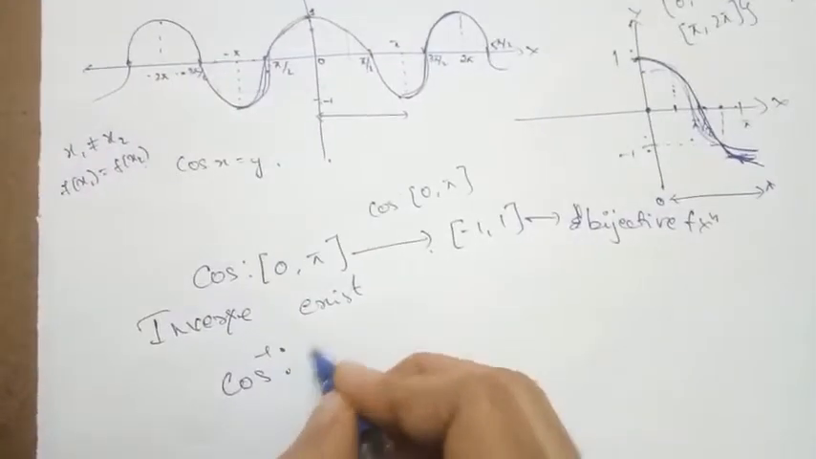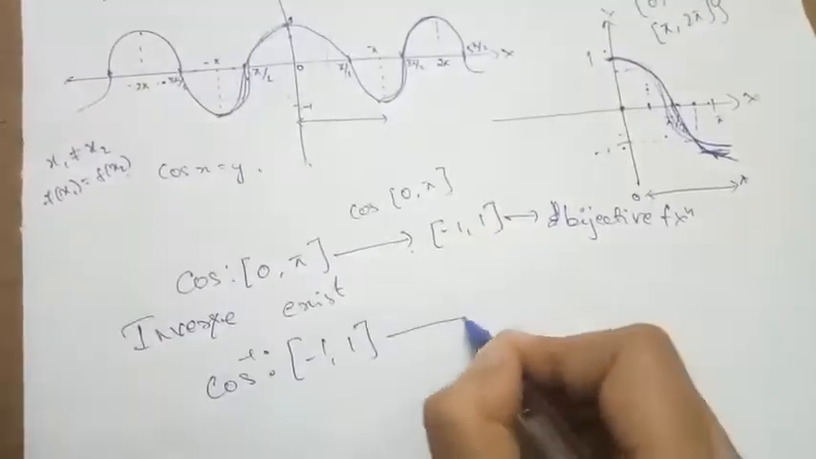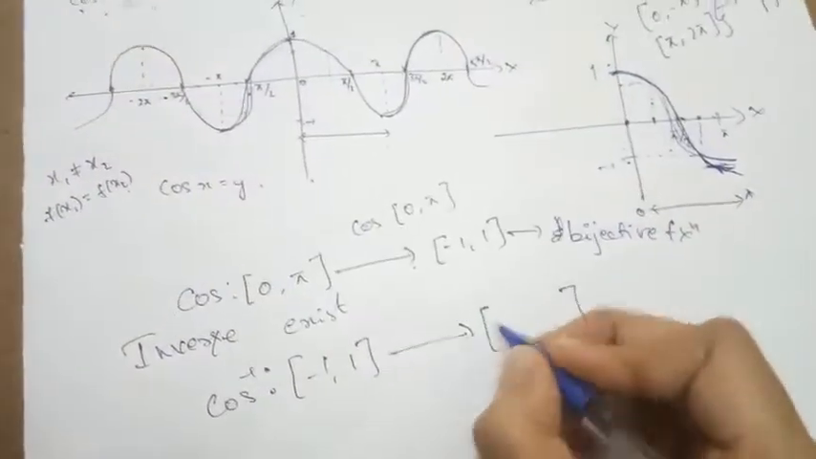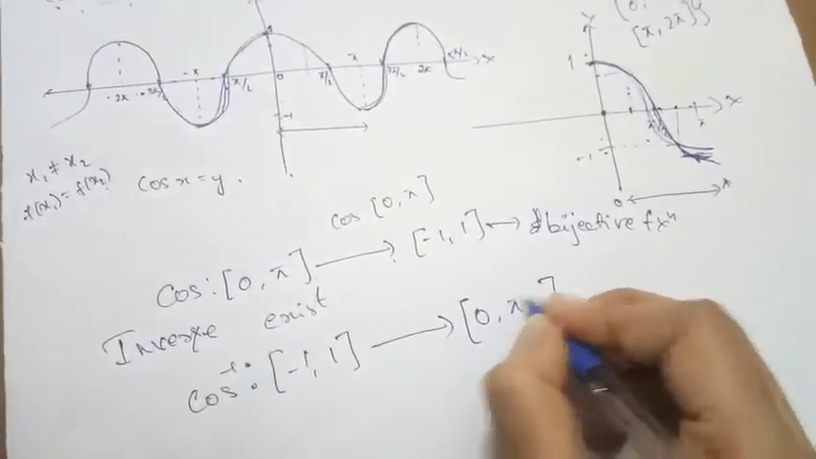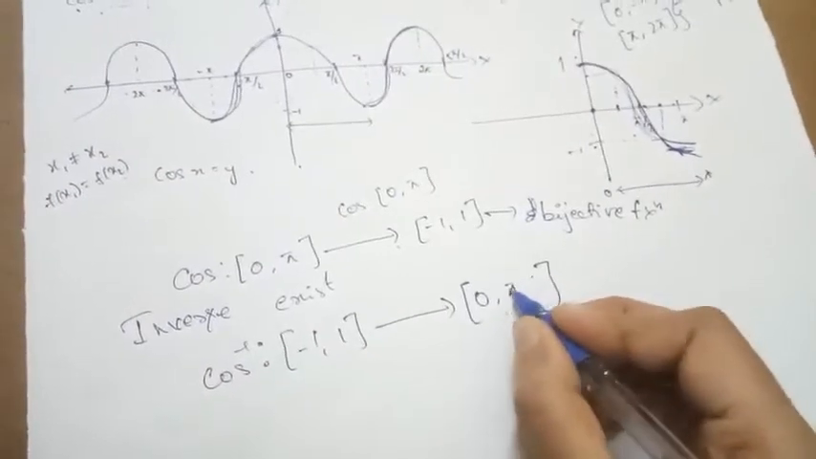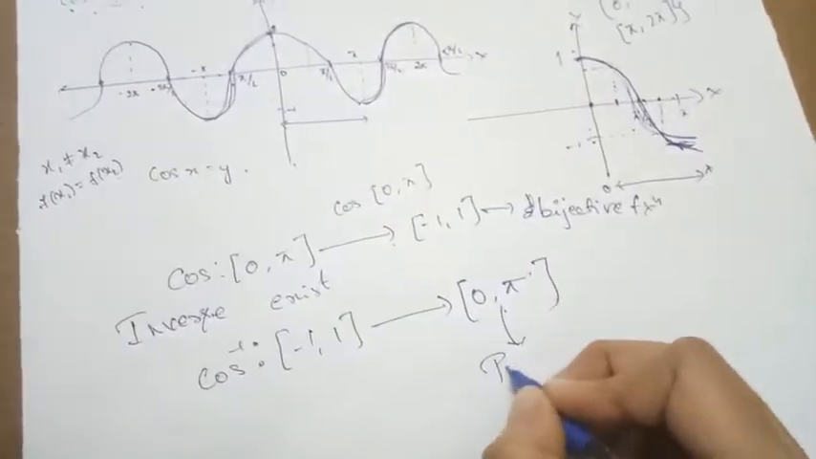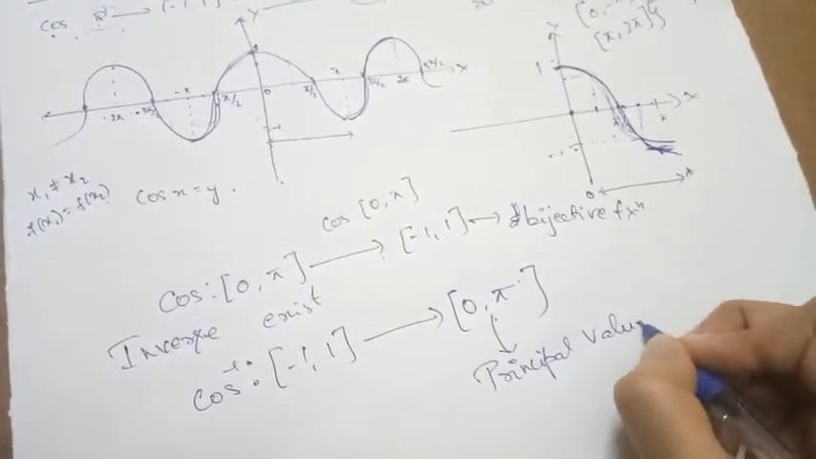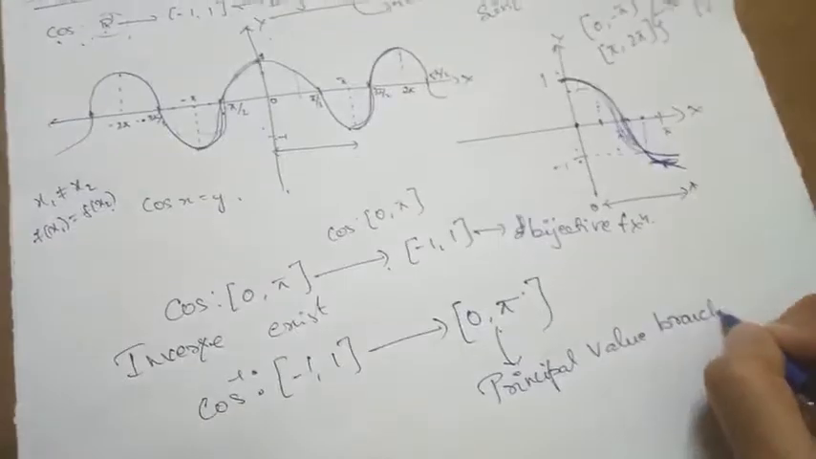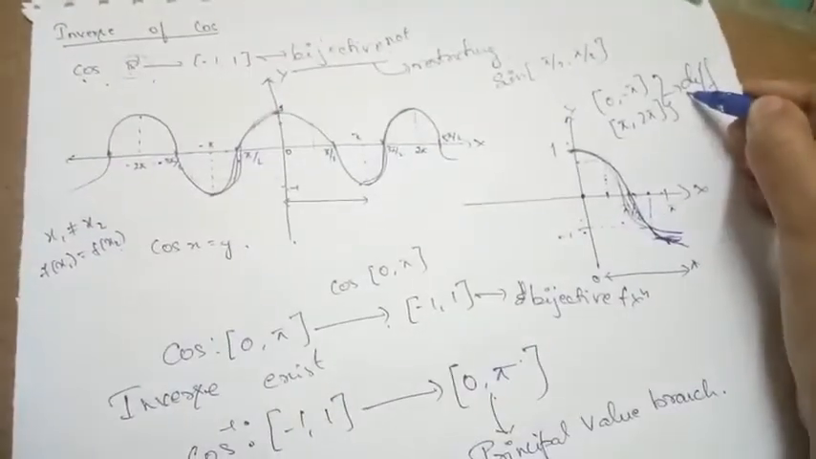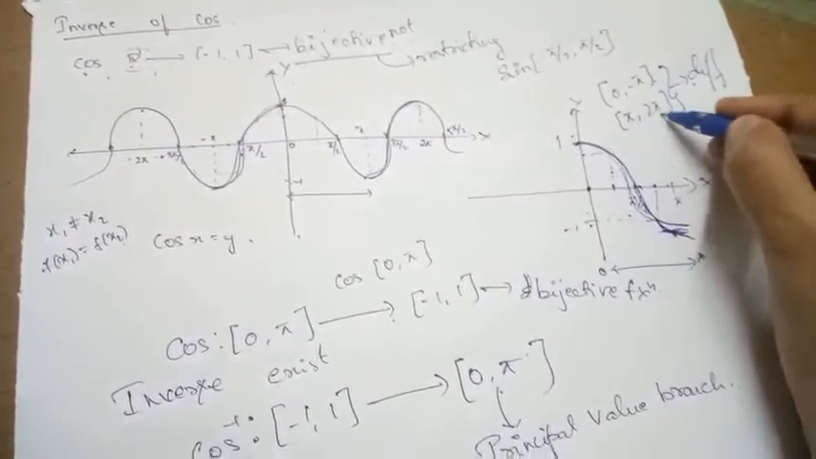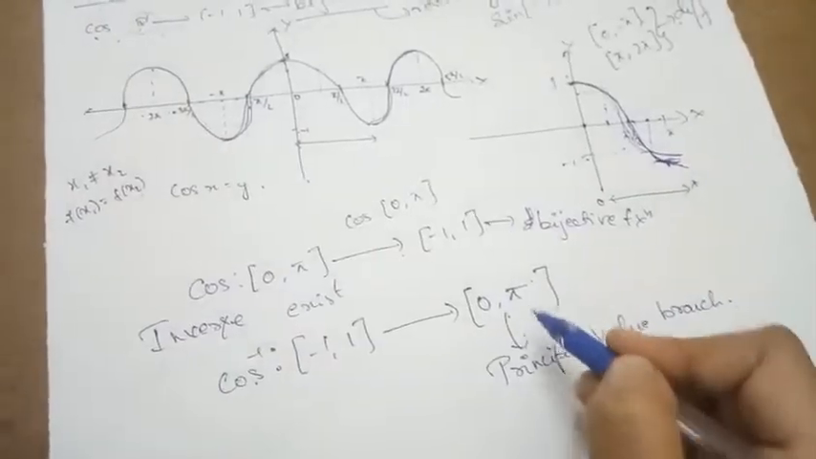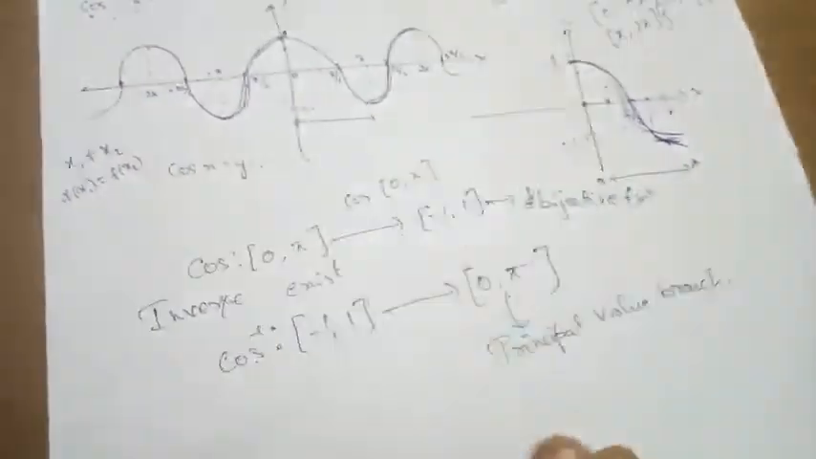So the domain of the cos inverse is from -1 to 1, and the range of that cos inverse function is 0 to pi, where this 0 to pi range is called the principal value branch of the cos inverse function, and the other different branches of the cos inverse function are 0 to minus pi, pi to 2 pi, but the principal value branch of the cos inverse function is 0 to pi.